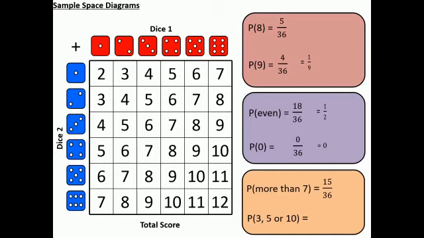The last one, probability of getting 3, 5 or 10. So, count 3. How many 3s are there in the top? Okay, 2. Then 5. How many 5s are there? Okay, 4. And how many 10s are there? 3. Okay. So, the total becomes 9 by 36. You can write it in the simplest form.